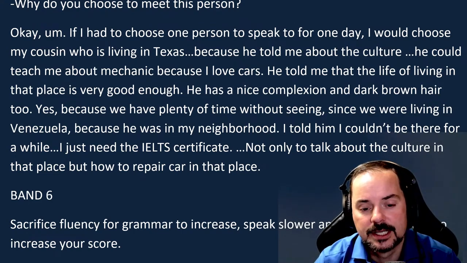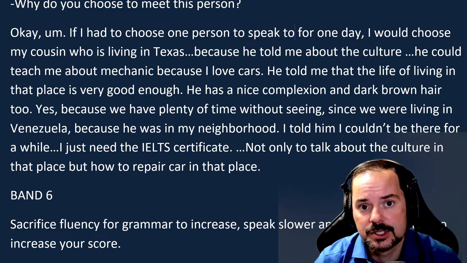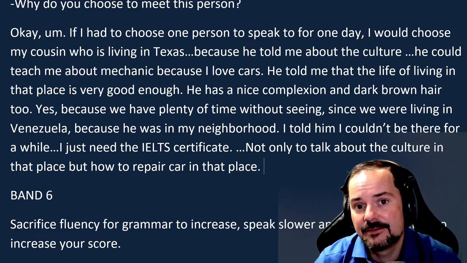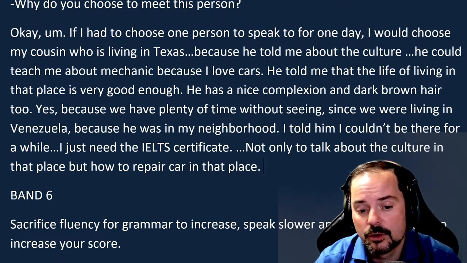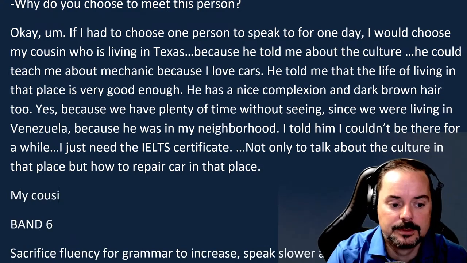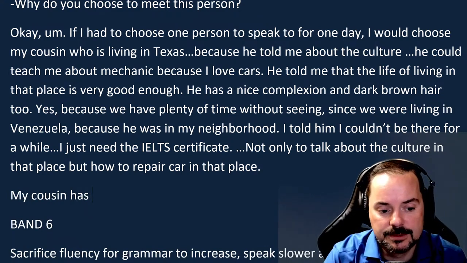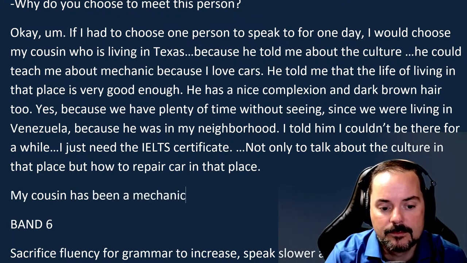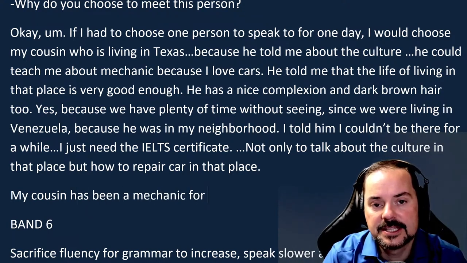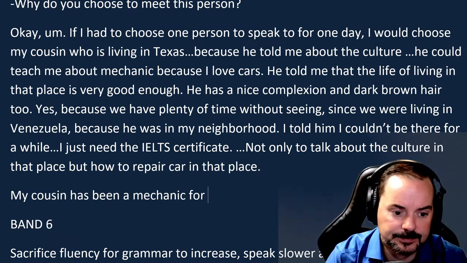Pay attention to content. So you said that you want to meet with your cousin who lives in Texas because he knows a lot about cars. How does he know a lot about cars? Well, he's a mechanic. Okay, does he have his own shop, or does he work for a shop? He worked for a shop. Okay. And does he just fix cars, or does he build cars? Fix car. How long has he been a mechanic? For about 10 years.